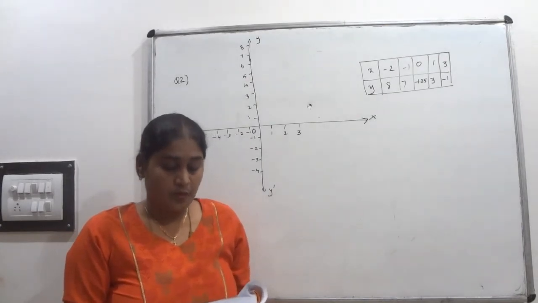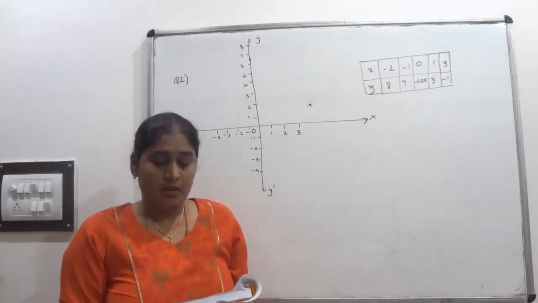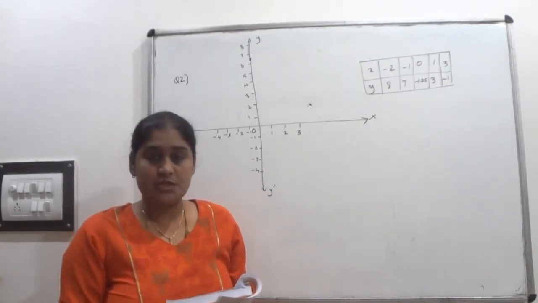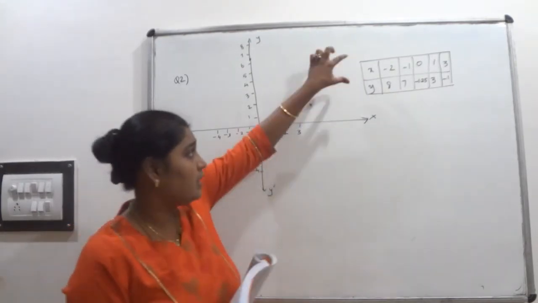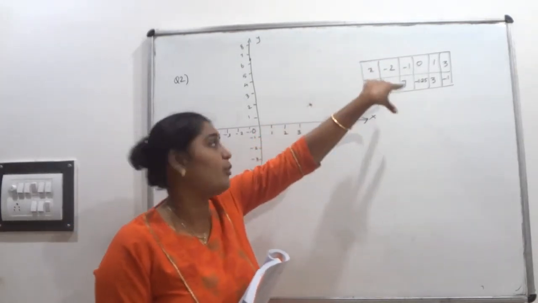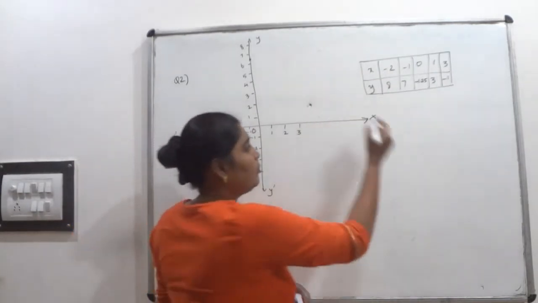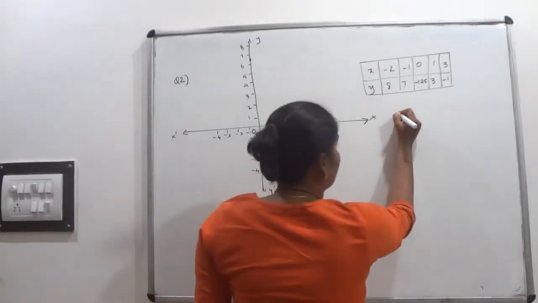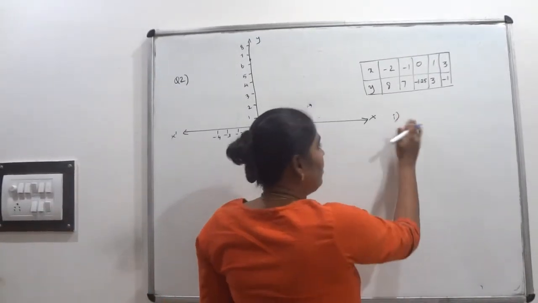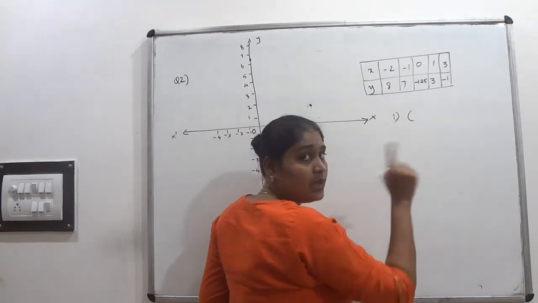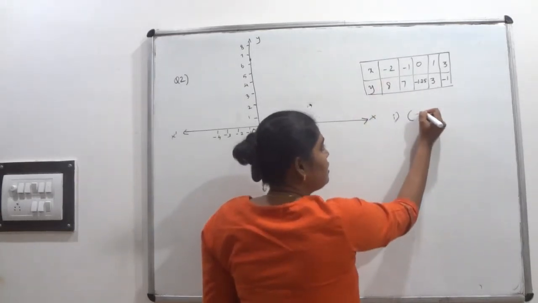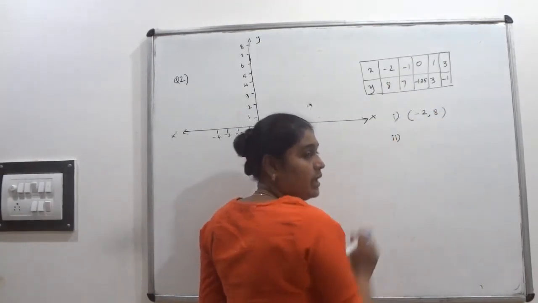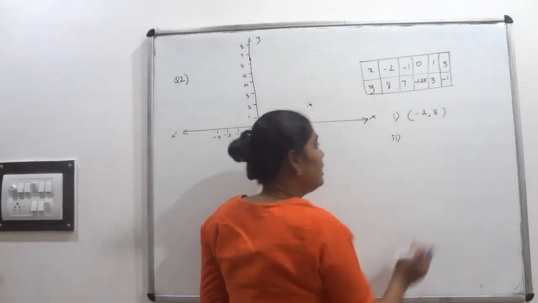Question number 2. Plot the points (x, y) given in the following table on the plane, choosing suitable units of distance on the axis. From the given table, I am going to plot the points on the plane. First you have to write what the points are. To write the coordinate points, first write the x value, then the y value. The x value is minus 2 and the y value is 8. So this is your first coordinate point which you have to plot on the plane.